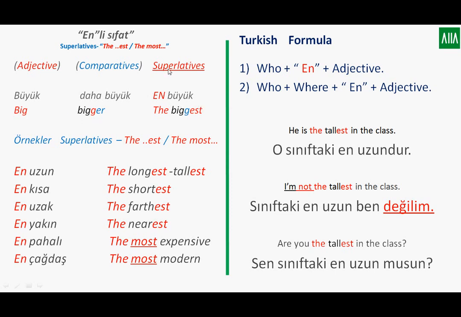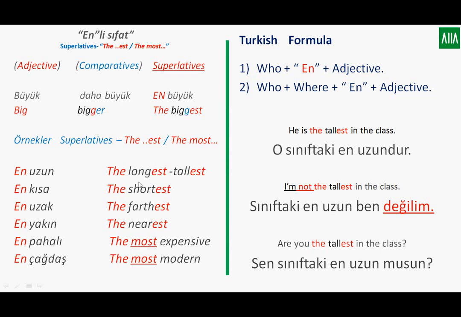So to describe superlative forms in English, you should use first the and after est if it's a single syllable adjective. In Turkish, we only use one word before the adjective to make superlatives. Don't forget, to make superlatives, we only use en. If you remember my previous lesson, I taught you comparative forms, where we use only daha before adjectives. All right, let's see examples here.